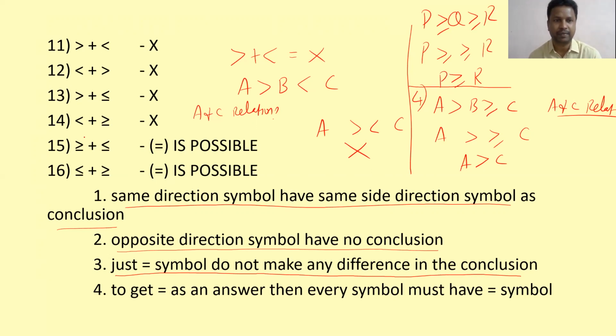And see this, even though both are opposite to each other, I can say both have an equal symbol, so equal is one of the possible answers. Both are opposites, but still both have equal. So equal is a possible answer, not an exact answer. Equal may be one of the possible answers, right?